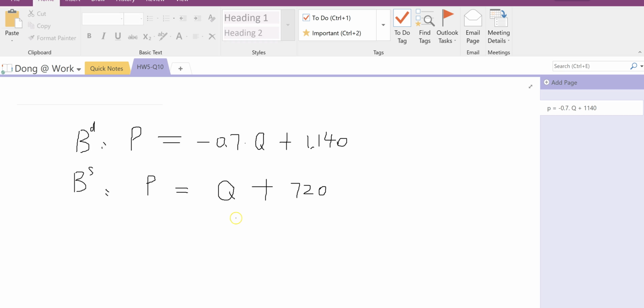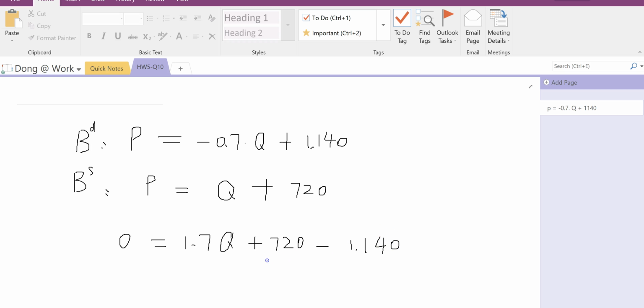So as we said, the first step is to get rid of this P by subtracting the demand curve from the supply curve. So then the left-hand side, because it's P minus P, becomes 0. And then that equals the supply curve minus the demand curve. So you have Q minus negative 0.7 Q. So minus a negative number becomes plus a positive number. So that's Q plus 0.7 Q. And then when you combine terms, that becomes 1.7 Q, and then plus 720 minus 1,140. Let me write down one more step, just to give you more details.